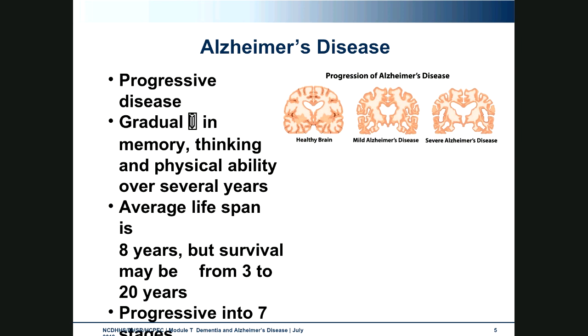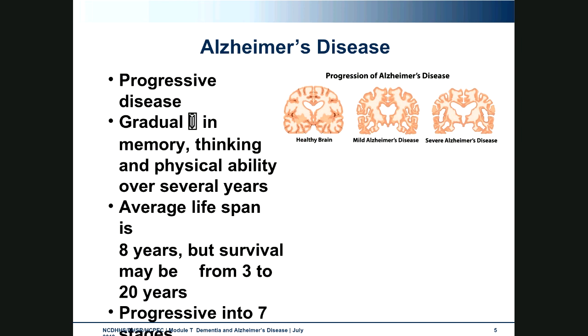So let's talk a little bit more about Alzheimer's disease. It is a progressive disease. There is no cure. It is very gradual, but it is based on the person's disease process. So everybody's disease will progress at its own rate. We do not have the ability to say, well, if you have Alzheimer's disease, this is what's going to happen in year 1, this is going to happen in year 2. We don't have that ability.